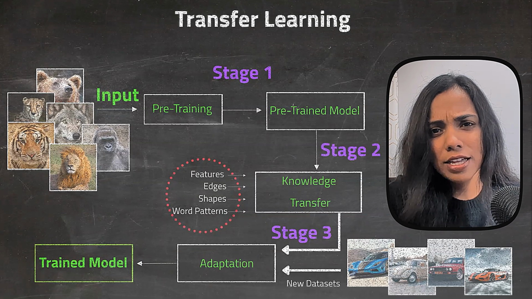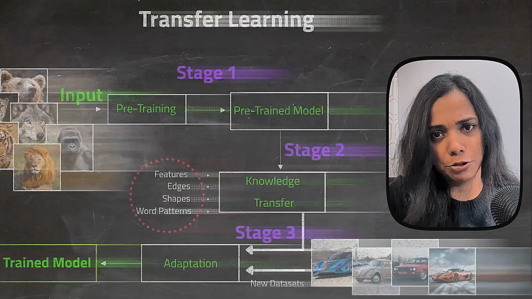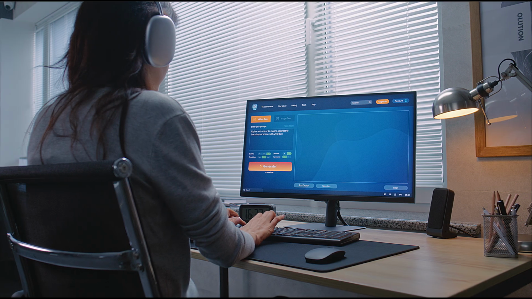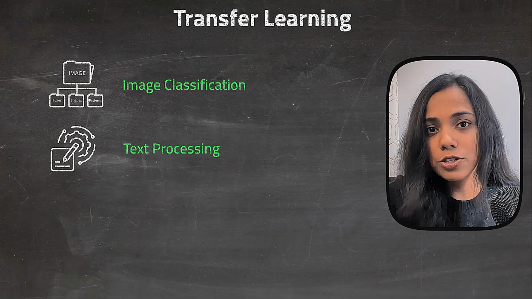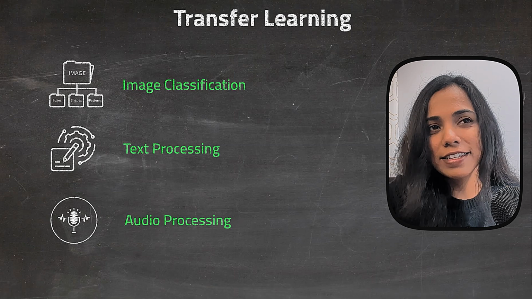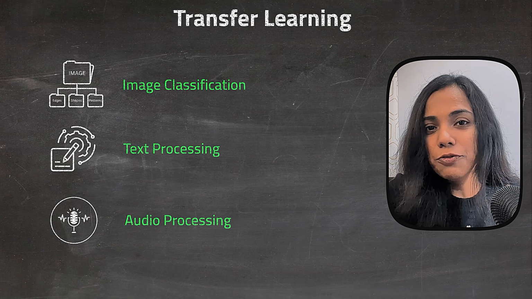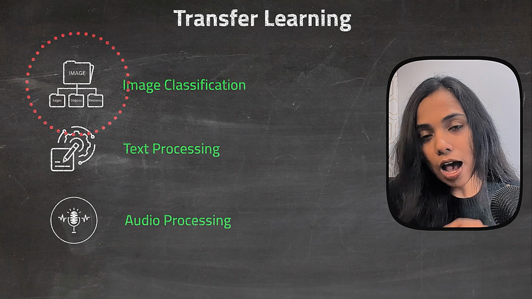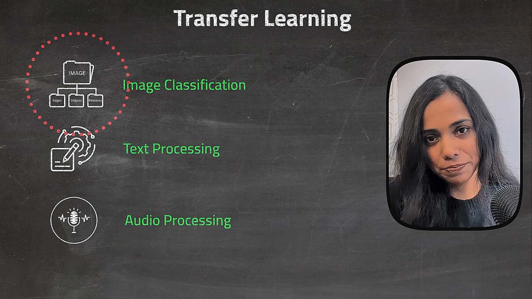Transfer learning in general is applicable to several different domains, like image classification, text processing, or audio processing, etc. However, for ease of understanding, since it's easier to understand visual stuff, we are going to take images as an example to explain how all of this works together.